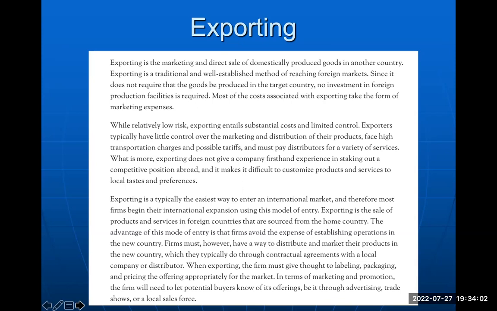Yes, sir. Right, so as it says here, exporting is the sale of products and services in foreign countries that are sourced from the home country.